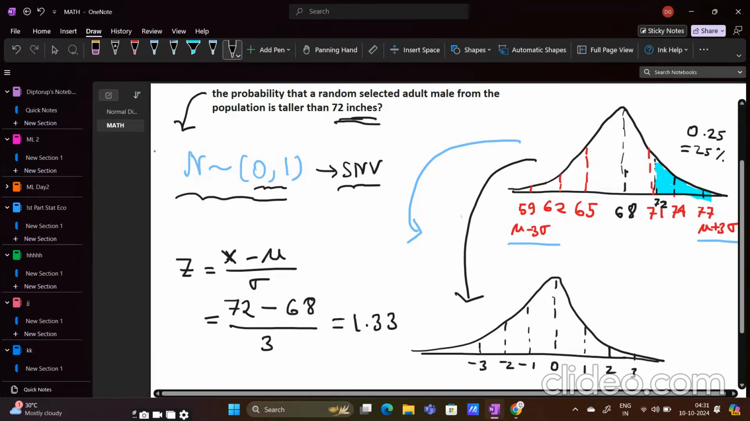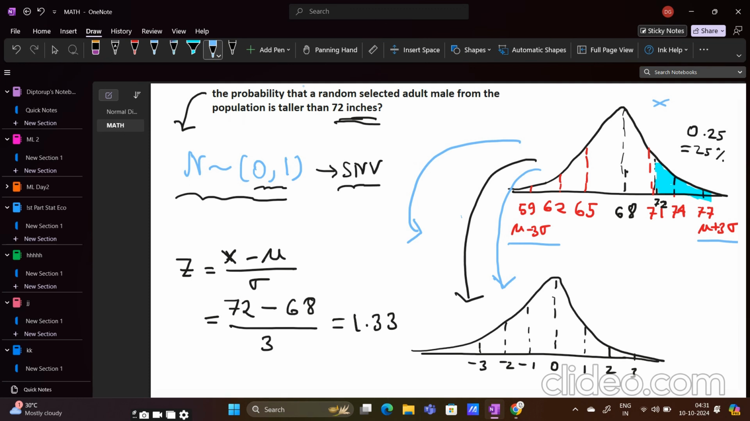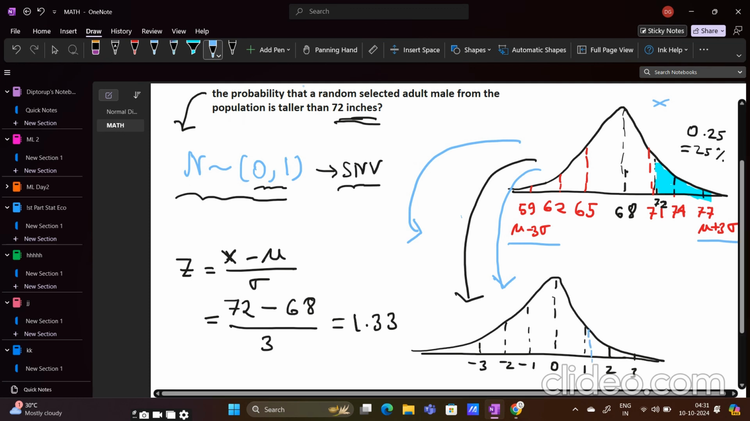Where is 1.33 located? If I want to draw 1.33 on the curve, the earlier curve does not exist anymore. Because we have applied this transformation, it has become this now. So 1.33 is some point here. Now what do we require? We require this area to be calculated.